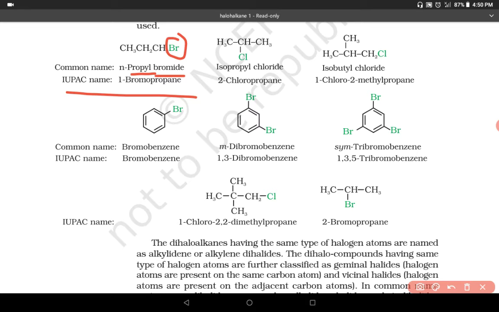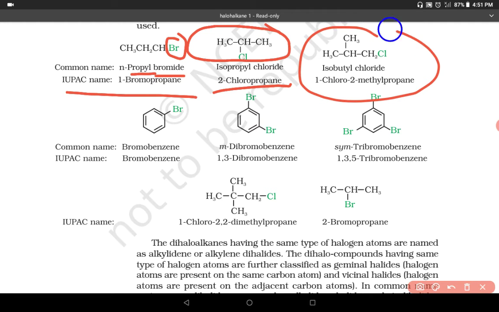Here the same number of carbon atoms is there, but the halogen is different and the position attached is also different. So in IUPAC name, it is attached to the second position, so it is called 2-chloropropane, but in common name we call it isopropyl chloride. Okay, isopropyl chloride. And the next example is isobutyl chloride.